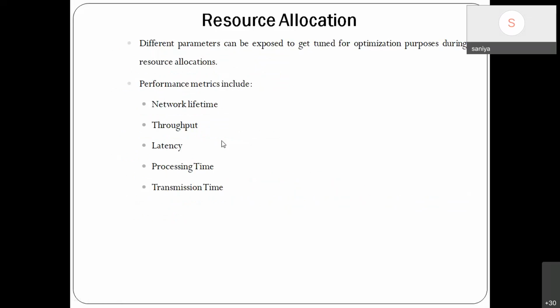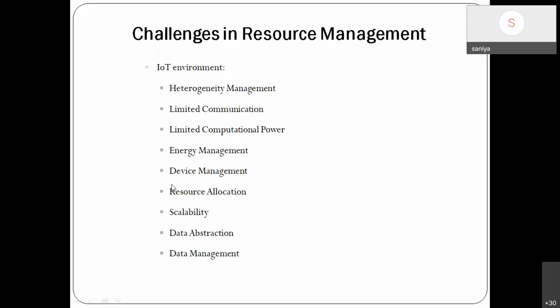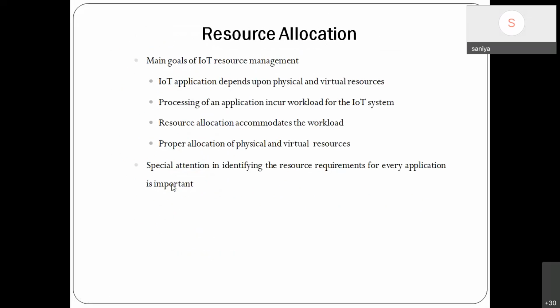Then there are different parameters we can expose to be tuned for optimization purposes using resource allocation. Now, what are these parameters? You can focus on network lifetime, how to improve this, throughput, latency, processing time, transmission time. So all these are the parameters. If one can carry on research on resource allocation, these are the factors on which you can focus.